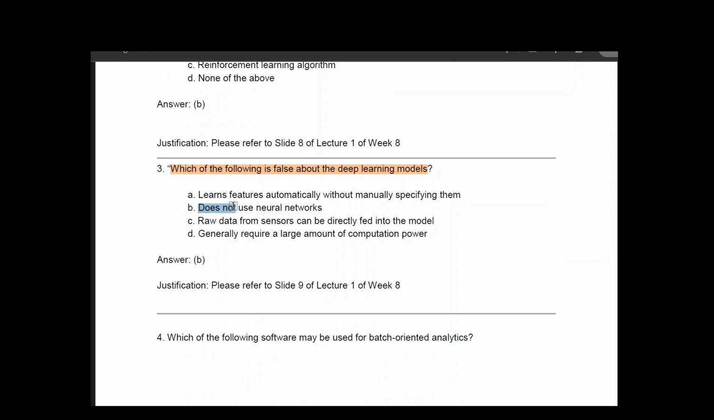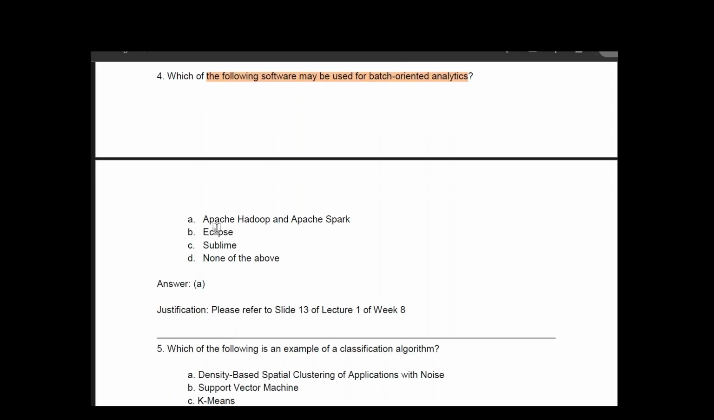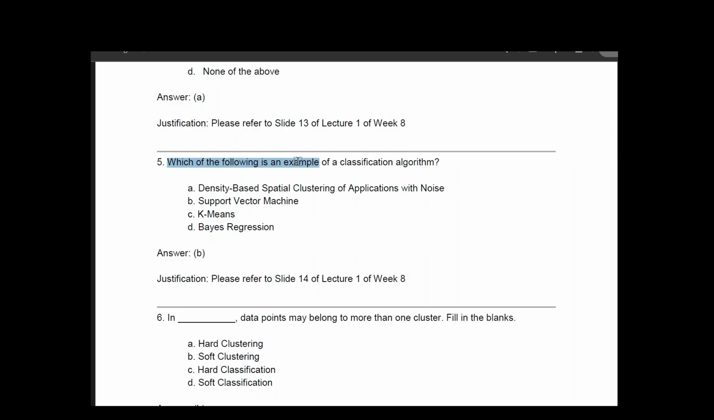So, false is that it does not use neural networks, because deep learning is absolutely using neural networks. Which of the following software may be used for batch-oriented analytics? So, it is Apache Hadoop and Apache Spark. Which of the following is an example of a classification algorithm? So, it is based on the support vector machine.